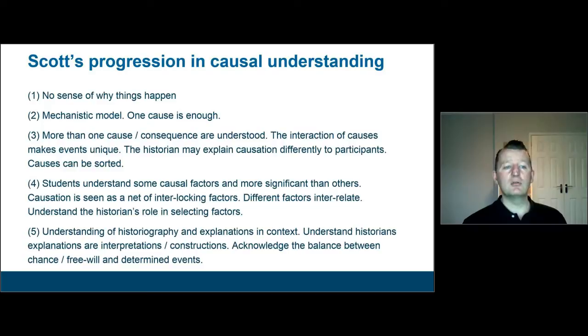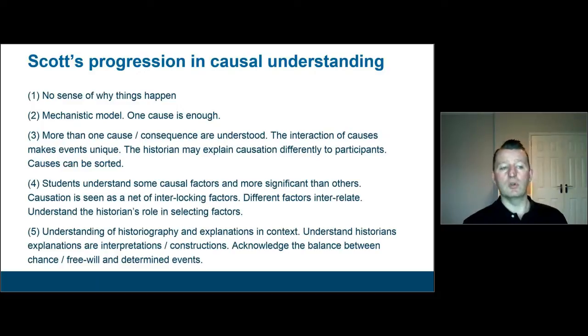First of all, he said children would start off with no sense of why things happen, they would just happen. Then they might develop a mechanistic model and just say, well, X caused Y. One thing was enough. So the English Civil War was caused by having a bad king who wasn't very nice to people.